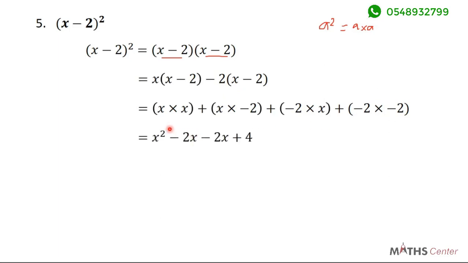We know that x times x is given as x squared. Now x times minus 2 will give us minus 2x. Minus 2 times x is given as minus 2x. Minus 2 times minus 2 is given as positive 4. The like terms we have here are minus 2x and minus 2x. We know that minus 2x and minus 2x is given as minus 4x. So finally, our expression is going to be x squared minus 4x plus 4.